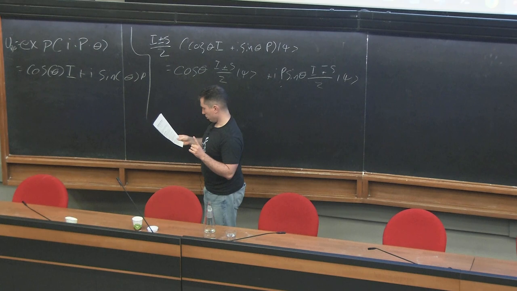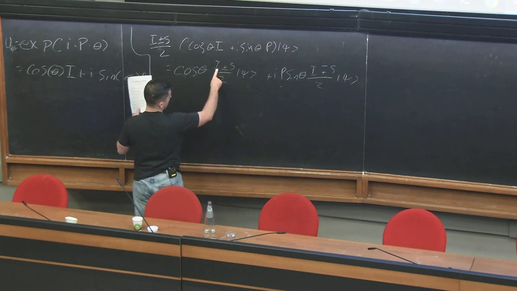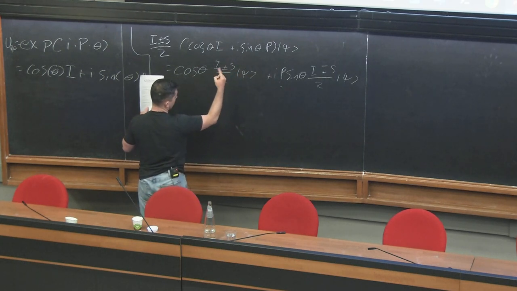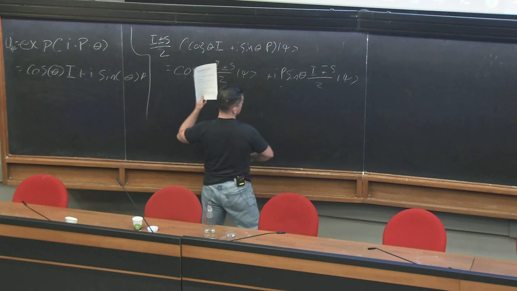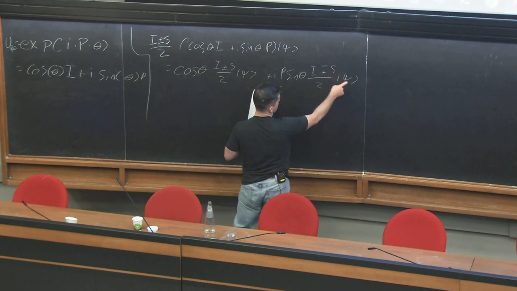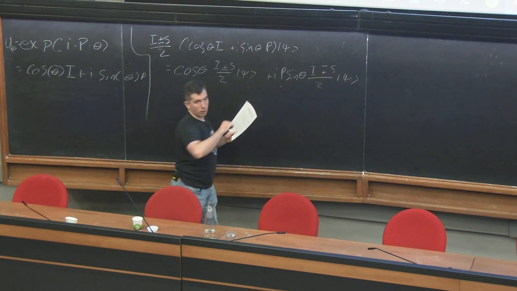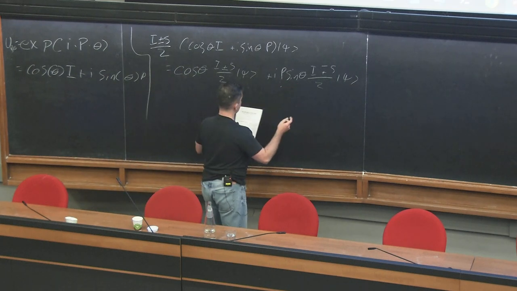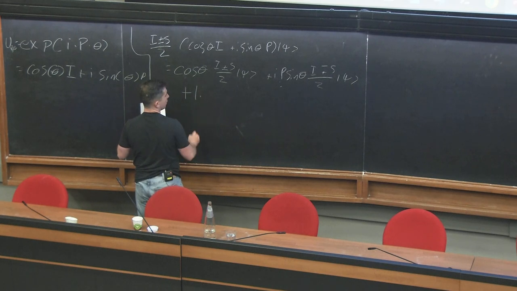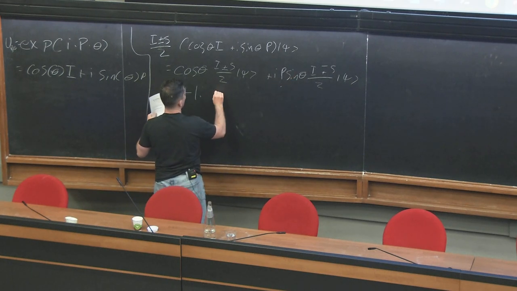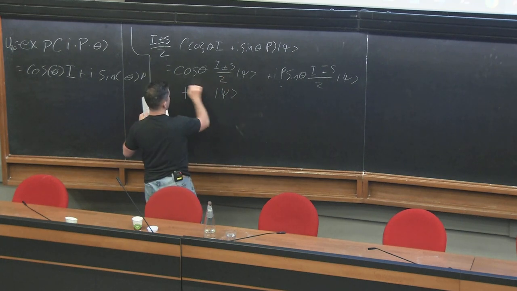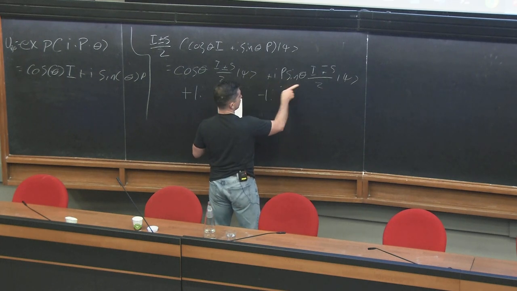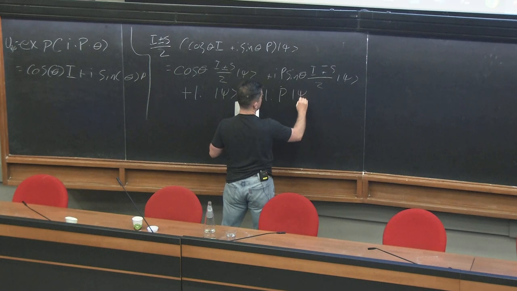For a plus 1 outcome, (I plus S)/2 on psi gives us psi, because S psi and I psi are both equal to psi. And if you have a plus one outcome, then (I minus S) acting on psi cancels out completely. But if you have the minus one outcome, then the other term cancels out completely. So for plus one, this will cancel out and you'll get psi, once you normalize with the square root of the probability, et cetera. And for minus 1, you'll get some term sin θ P acting on psi.